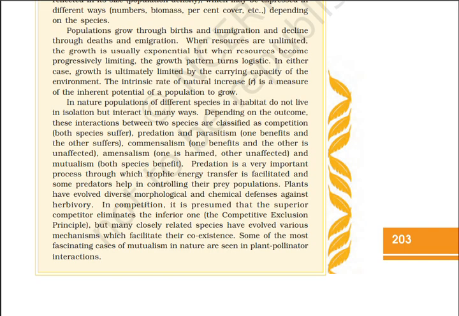Predation is a very important process through which trophic energy transfer is facilitated, and some predators help in controlling their prey populations. Plants have evolved diverse morphological and chemical defenses against herbivory. In competition, it is presumed that the superior competitor eliminates the inferior one, the competitive exclusion principle, but many closely related species have evolved various mechanisms which facilitate their coexistence. Some of the most fascinating cases of mutualism in nature are seen in plant-pollinator interactions.